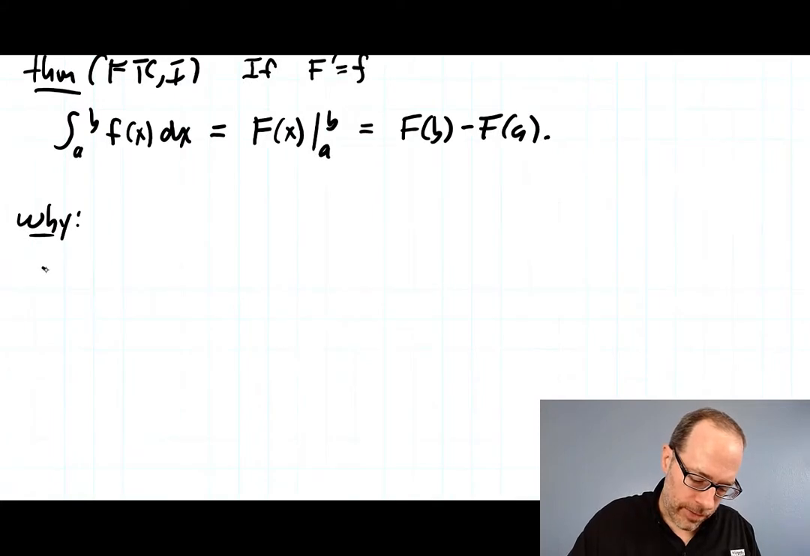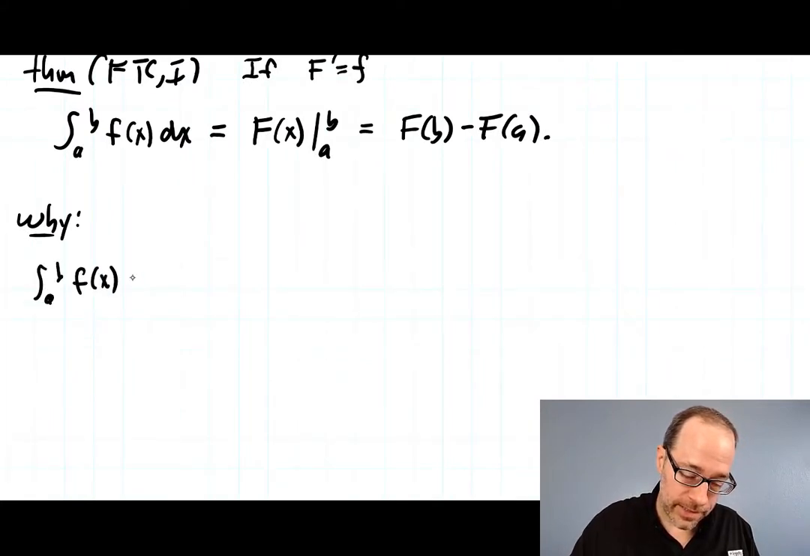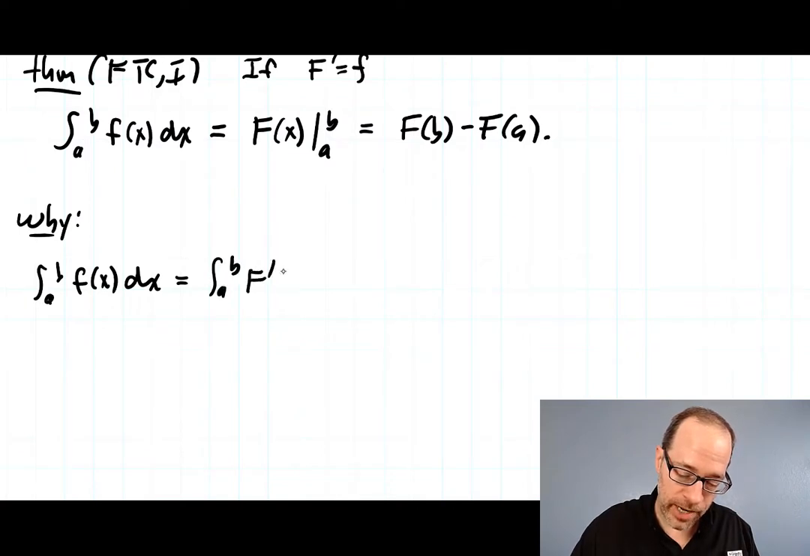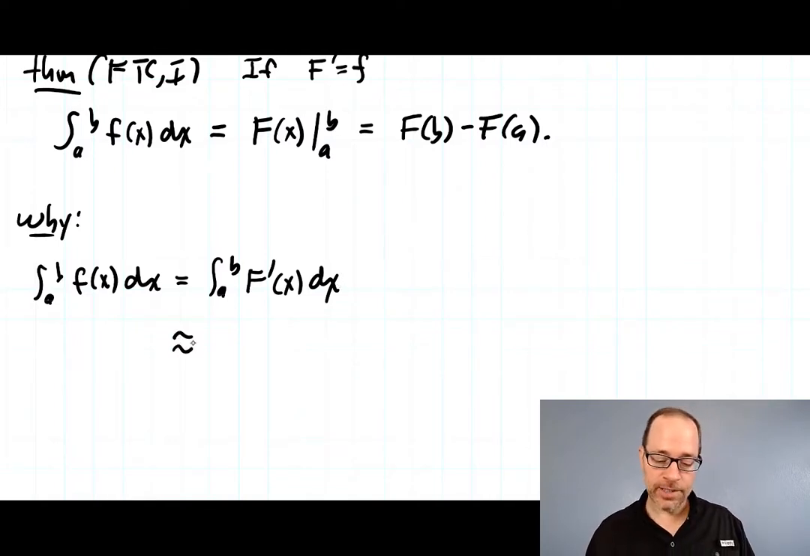We have the integral from a to b, f of x dx. Well, little f is capital F prime, so that's the integral from a to b of F prime of x dx. And then we have an approximation with Riemann sums.